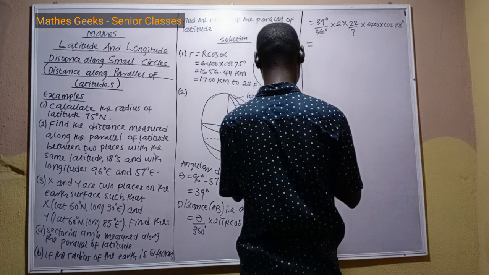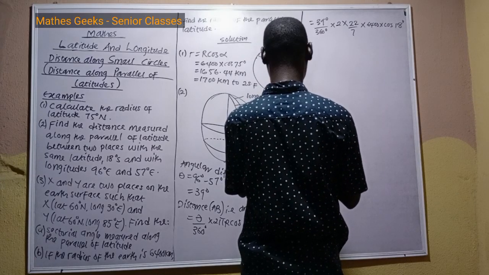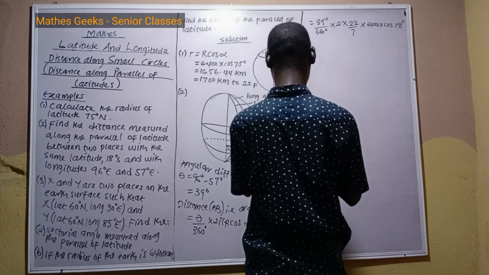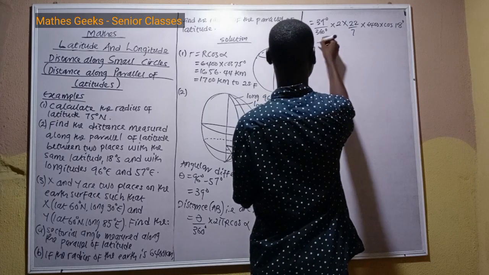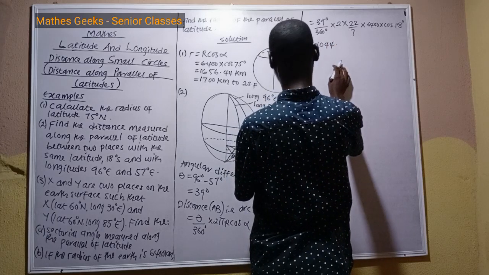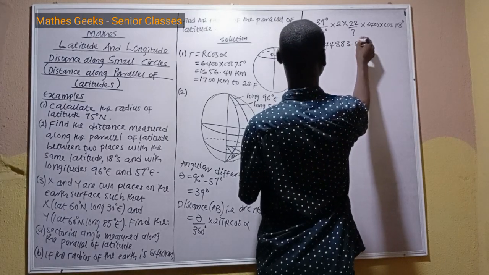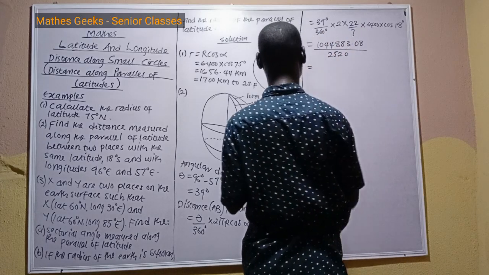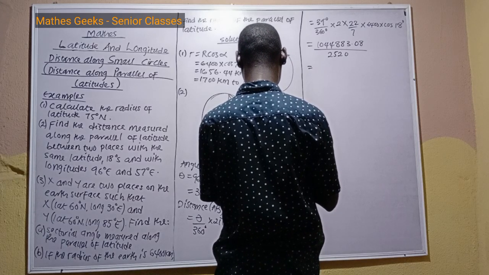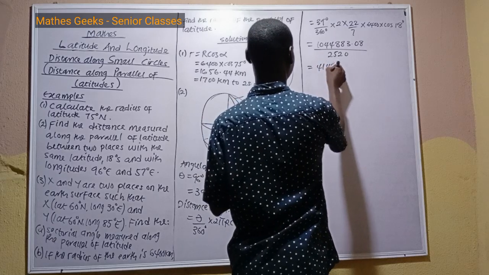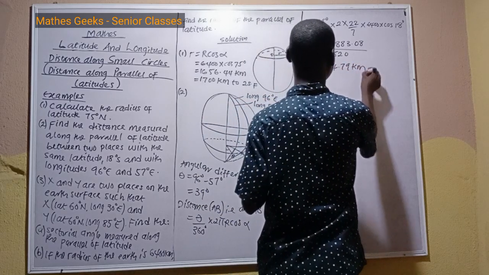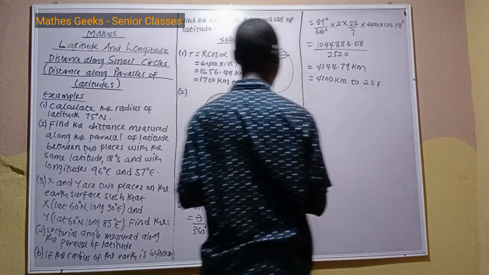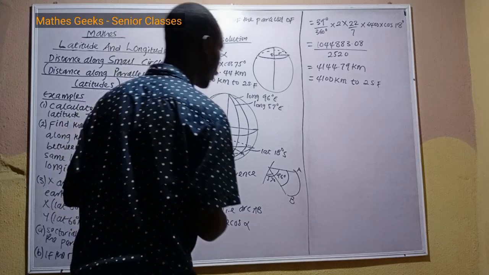So this will give 39 times 2 times 22 times 6,400 times cos 18, which is 1,044,883.08, divided by 360 times 7, which is 2,520. This gives us 4,144.79 kilometers, and this will give us 4,100 kilometers to 2 significant figures. So that's the distance between A and B along the parallel of latitude.